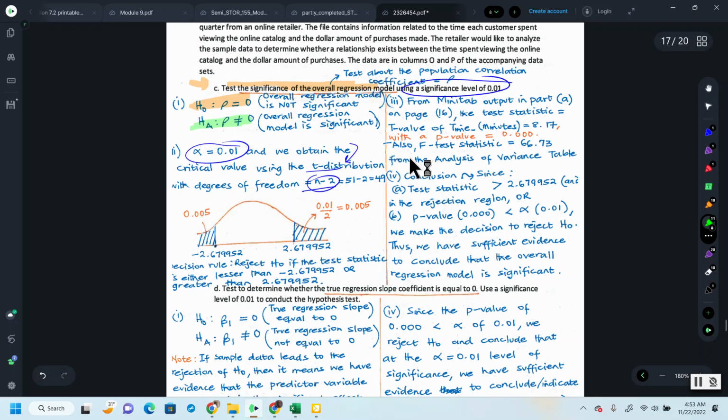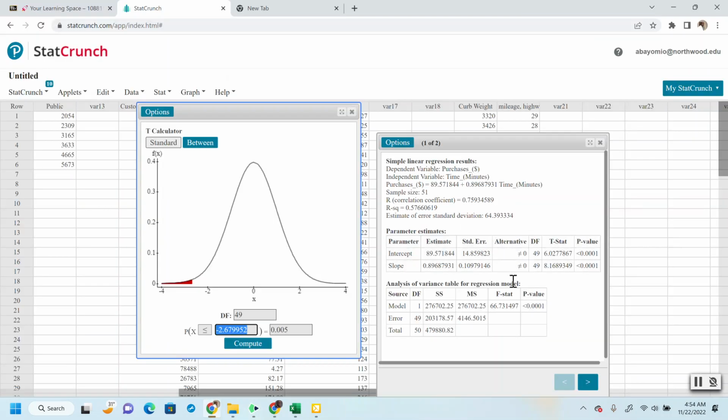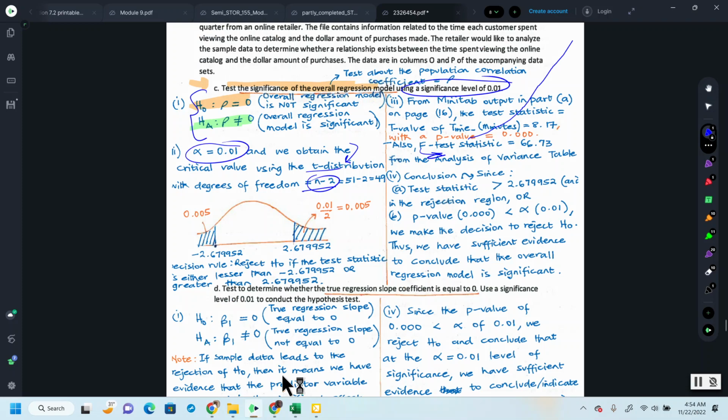So with that said, we proceed to find the test statistic. The test statistic for this particular type of setup can be found in the F statistic this time. So what is the F test statistic? How do you find that? Still go back to StatCrunch. You'll find that this time the F test statistic is right here, 66.73. Take that back here, 66.73.